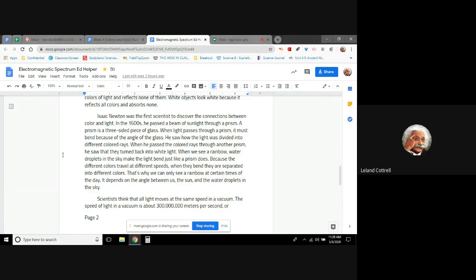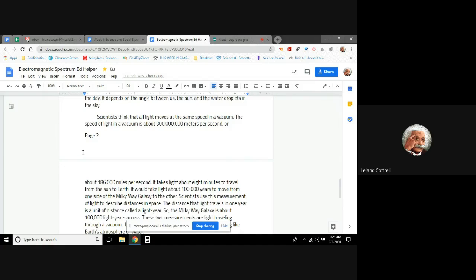When we see a rainbow, water droplets in the sky make the light bend, just like a prism does. Because the different colors travel at different speeds, when they bend, they are separated into different colors. That's why we can only see the rainbow at certain times of the day. It depends on the angle between us, the sun, and the water droplets in the sky.